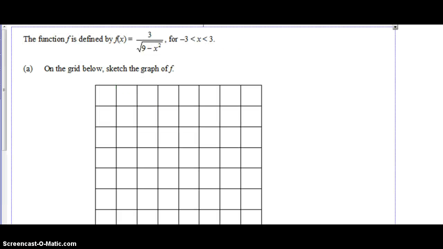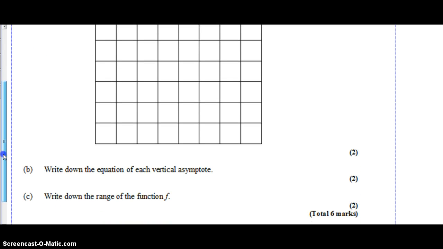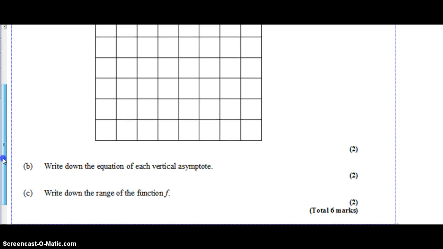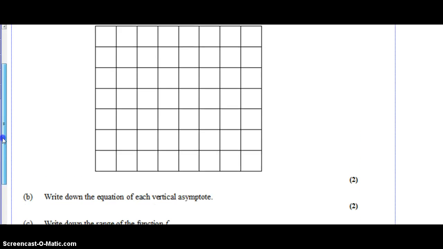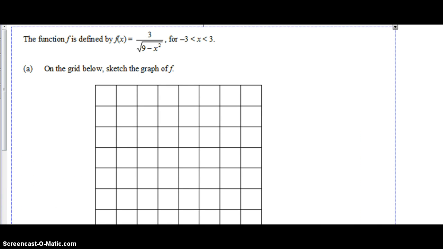Okay, let's take a look at this one. I want you to go ahead and try it. Remember, when you're graphing your function and they give you the domain, you only graph that part of the graph. So the first part they want you to do is to graph the function. Then they want you to write down the vertical asymptote, and then they want you to write down the range. So go ahead and try that and bring it back.